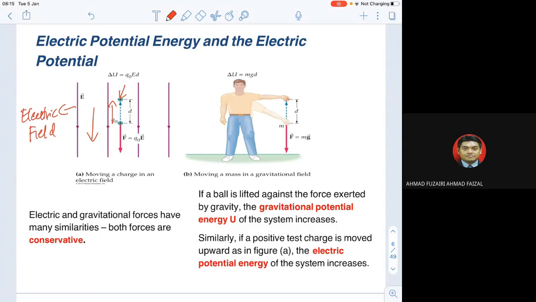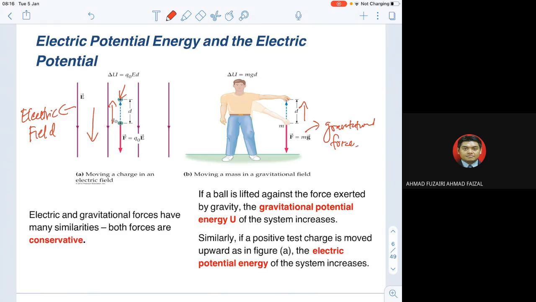Try to imagine on the right, a man holding a ball. The ball has a gravitational force, but he wants to move the ball against the gravitational force. Why do we want to move the positive charge against the electric field? Because this is what we want to learn about electric potential energy.